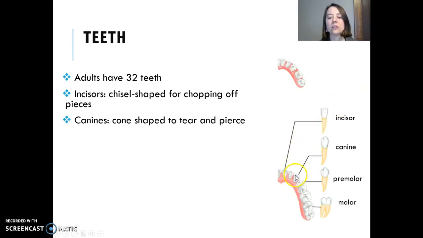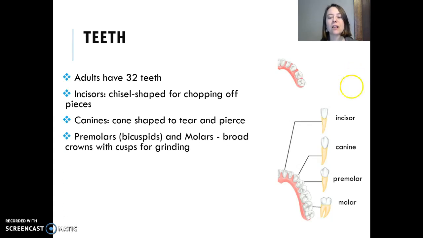Going around the mouth, then we have our canines, which are cone shaped, and their function is to tear and pierce food. Let's say like tearing into a bite of steak. Then you have your premolars and your molars. These are also known as bicuspids, and they have broad crowns with cusps, or these little rounded bits, for grinding.